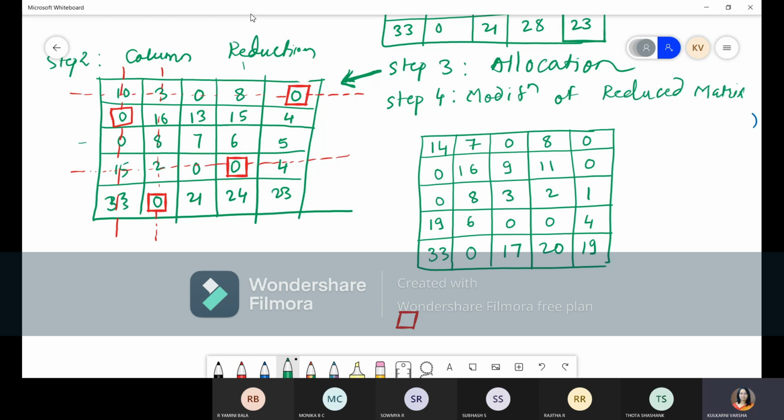While doing allocation, again same thing, row wise scanning. There are 2 zeros, leave this row. Second row, there are 2 zeros, leave the row. Third one, there is a single 0, so allocate that and cancel the column. Right? So next, fourth row, there are 2 zeros, so leave the row. Fifth row, there is single 0, so allocate that and cancel the column.